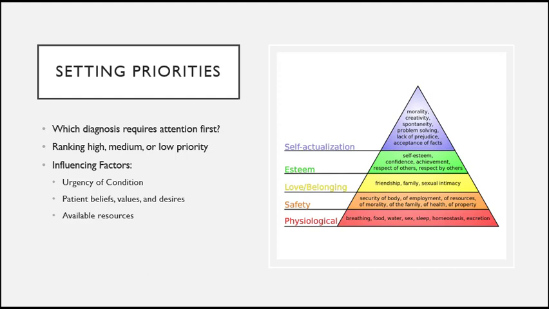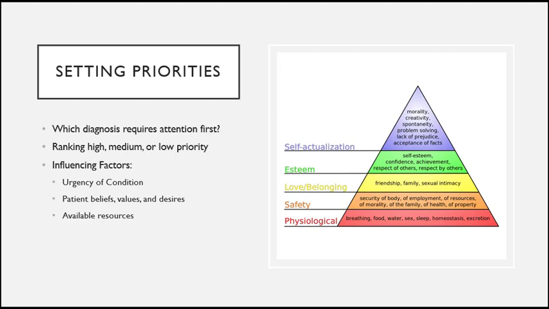So you have to look at which diagnoses would require attention first. And then you sort of rank them high, medium, or low priority. And the things that influence how you rank them has to do with, of course, if you have an urgent condition, something that's going on right then, especially if it relates to breathing or fever, certain things going on immediately that you have to address, those are going to take priority. But you also want to consider patient beliefs, values, what they want, what's important to them, and also your available resources. Coming up with a great diagnosis and plan won't be effective if you don't have the resources to actually carry it through.